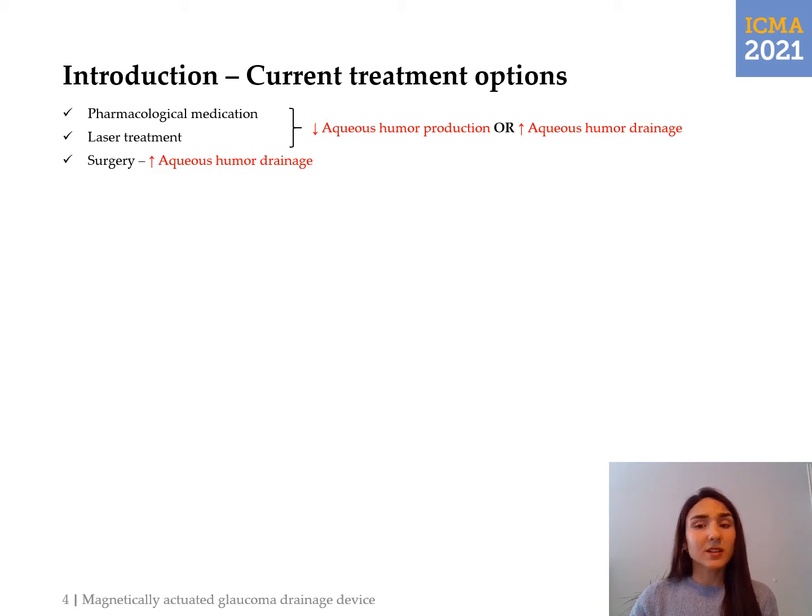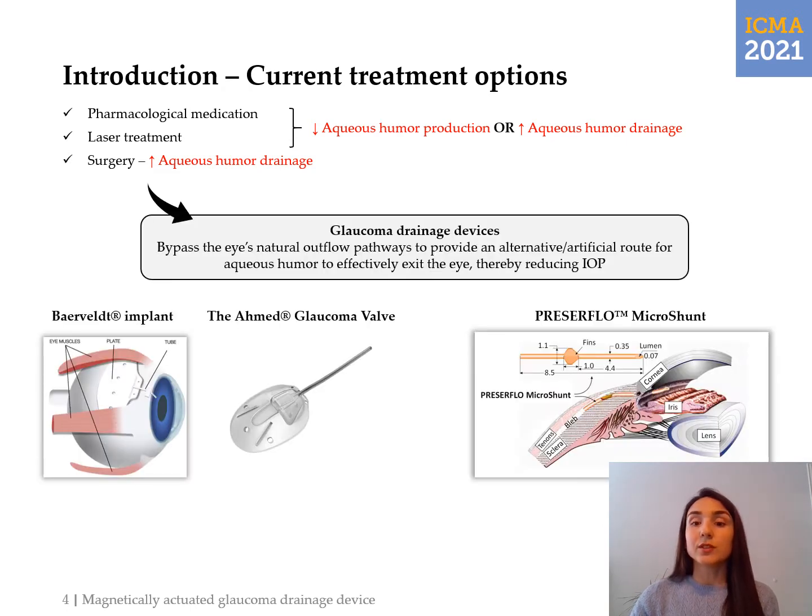If this is still unsuccessful and the glaucoma disease is still progressing, then glaucoma filtration surgery is the last option, and this aims at increasing the aqueous humor drainage only. In this category are included the glaucoma drainage devices. These implants bypass the eye's natural outflow pathways to provide an alternative or artificial drainage route for the aqueous humor to effectively exit the eye, thereby helping to reduce the intraocular pressure.